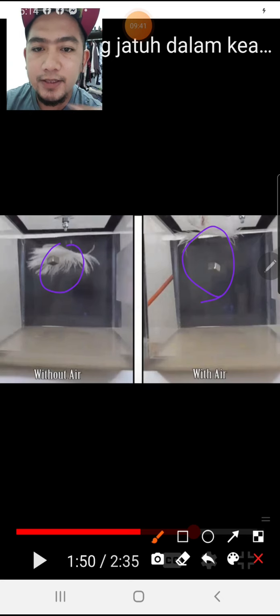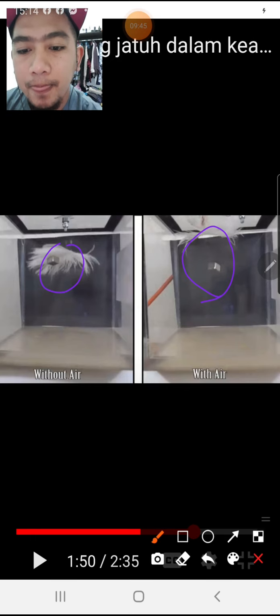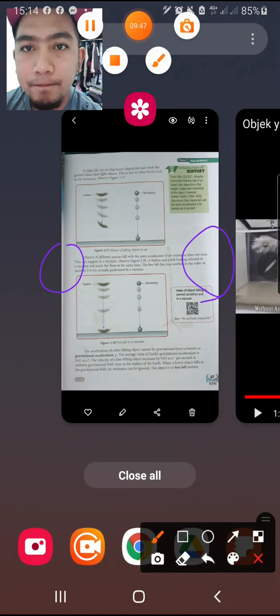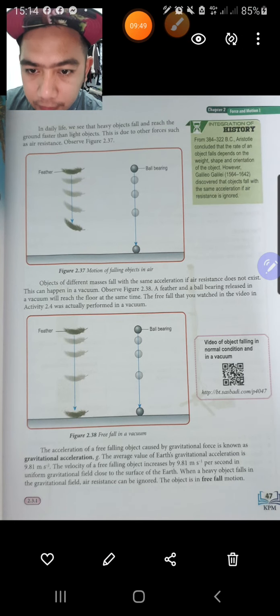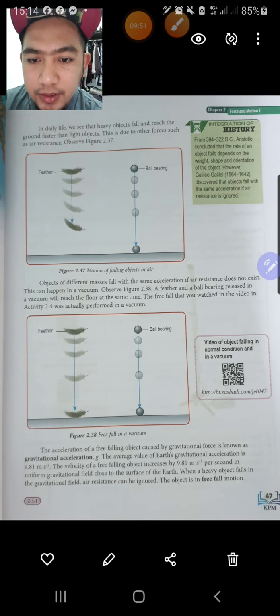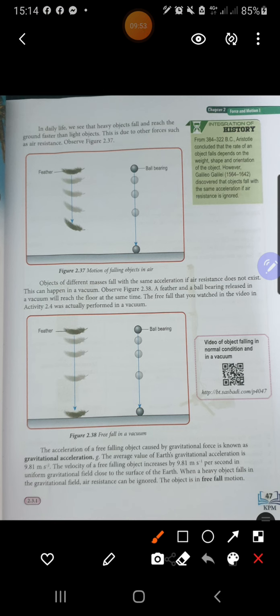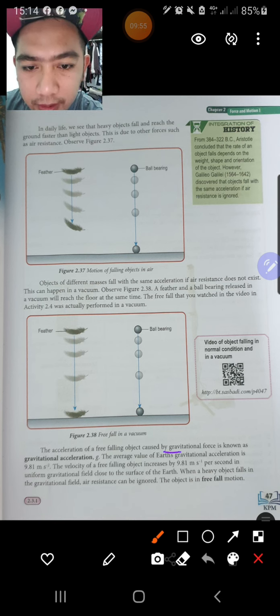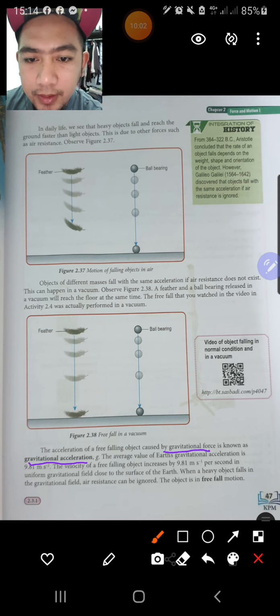Okay, because there is no other forces. So the acceleration of a free falling object caused by gravitational force is known as gravitational acceleration. The average value of Earth gravitational acceleration is, so ini average, okay.